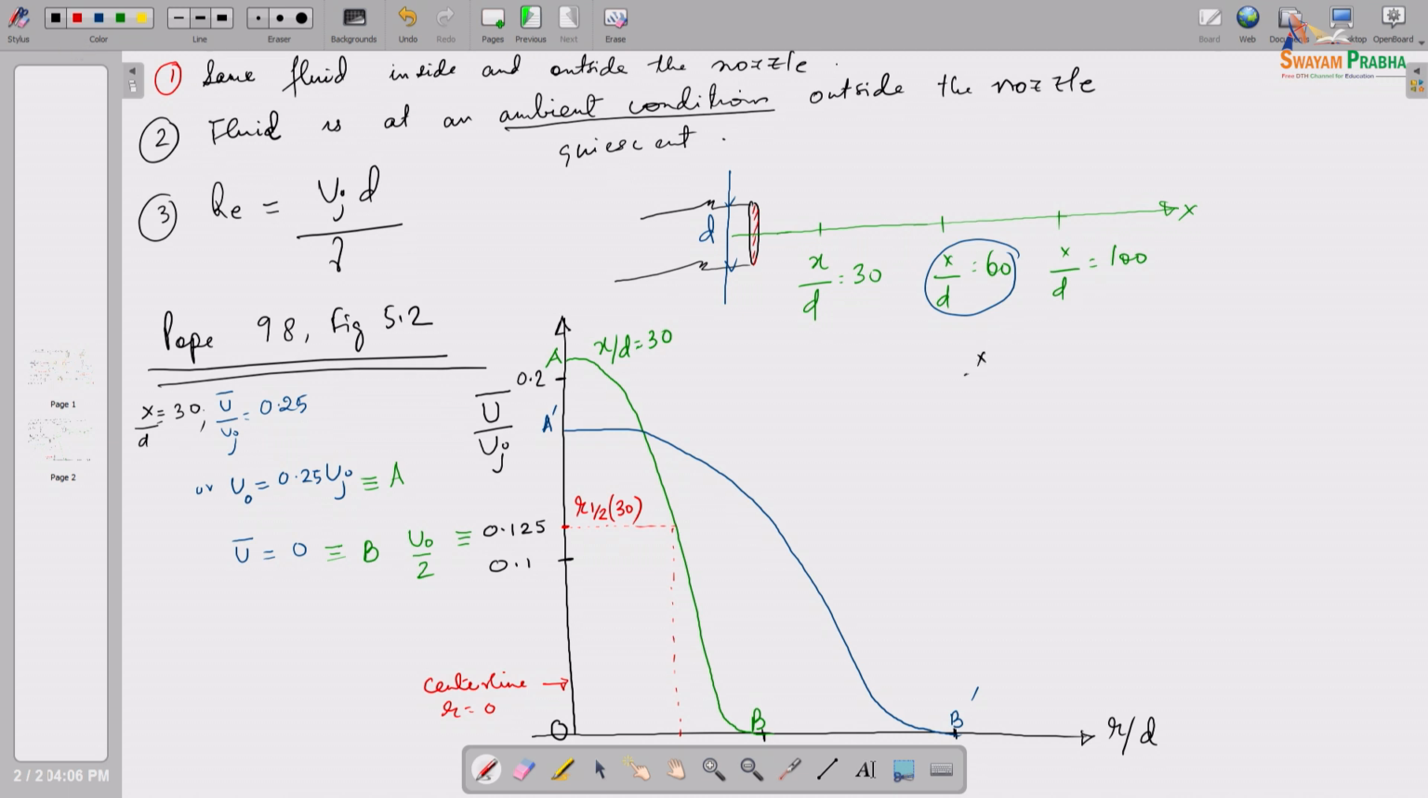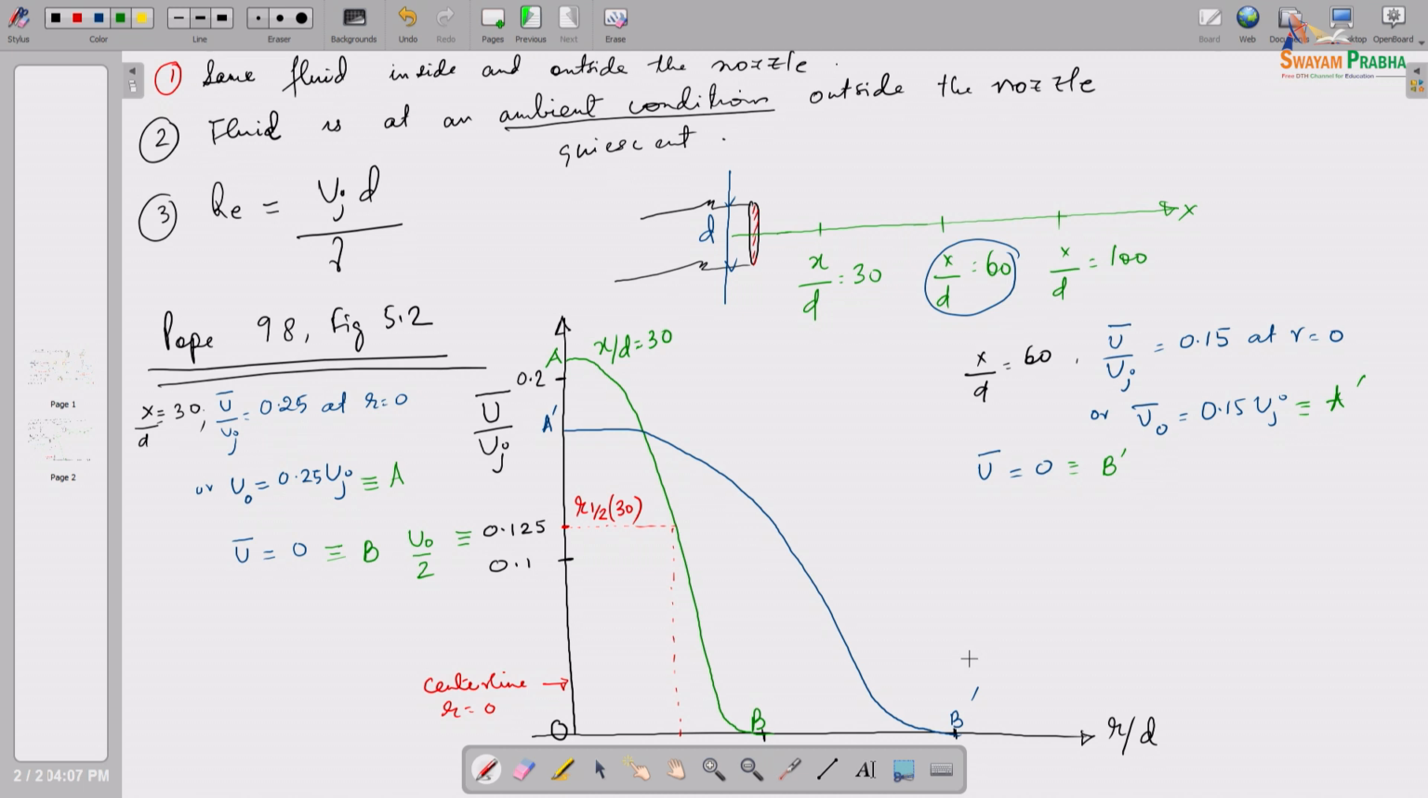Let us just say x by d is equal to 60. Then uj by this is equal to 0.15. This is at r is equal to 0, or this is again the center line velocity, which is 0.15 uj, and that corresponds to A dash. And then I have B dash, where u mean is equal to 0, and that corresponds to your B dash.